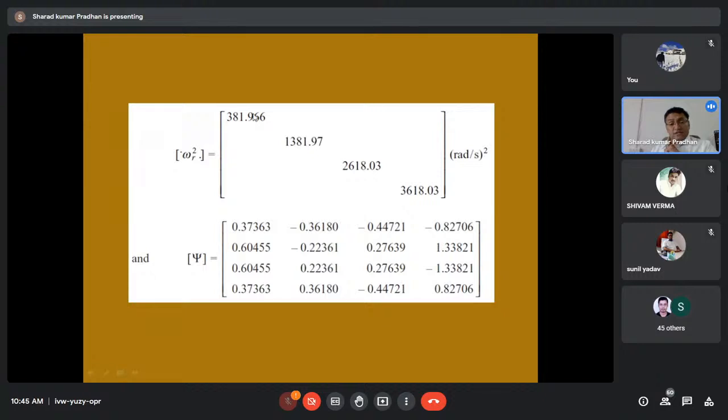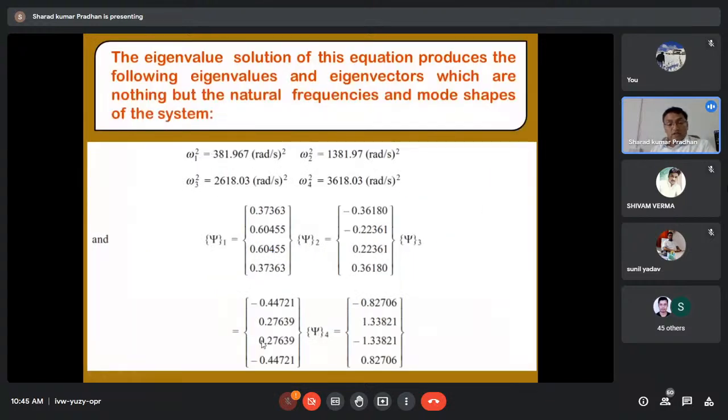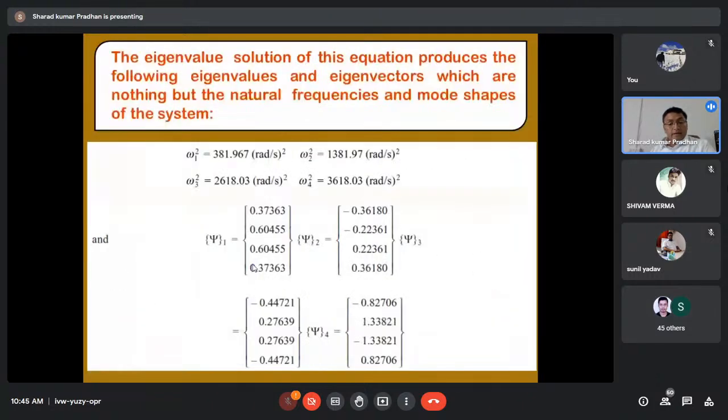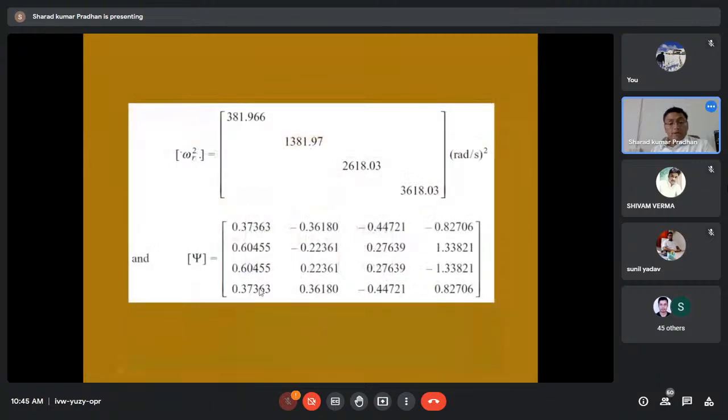Look at this. This is the first natural frequency, second natural frequency, third natural frequency, fourth natural frequency, and this is the vector. So this vector, this vector, this vector, this vector, if you correlate 0.373 and 604 here, here, yeah. So this is phi 1, this is phi 2, this is phi 3, this is phi 4.